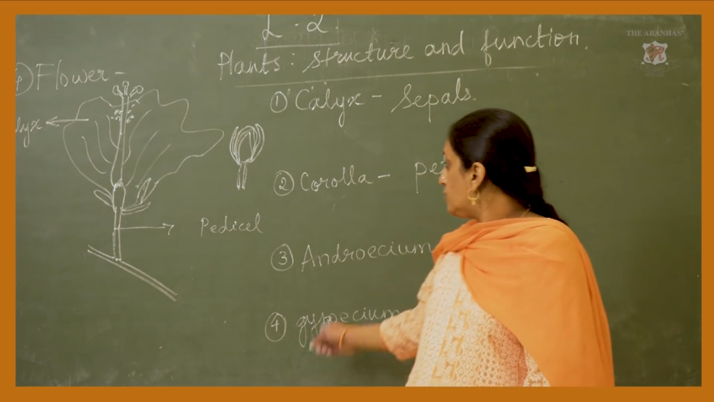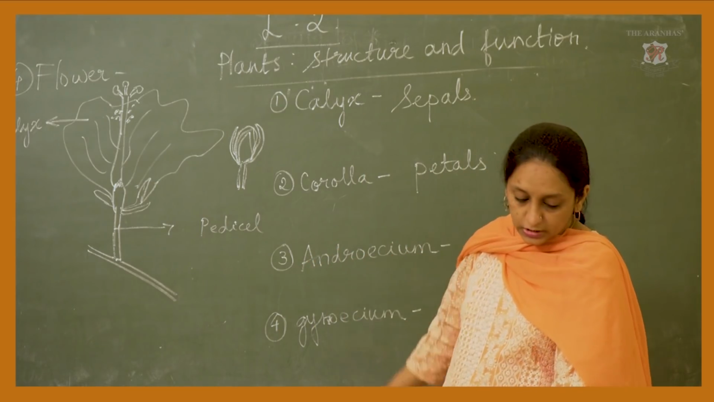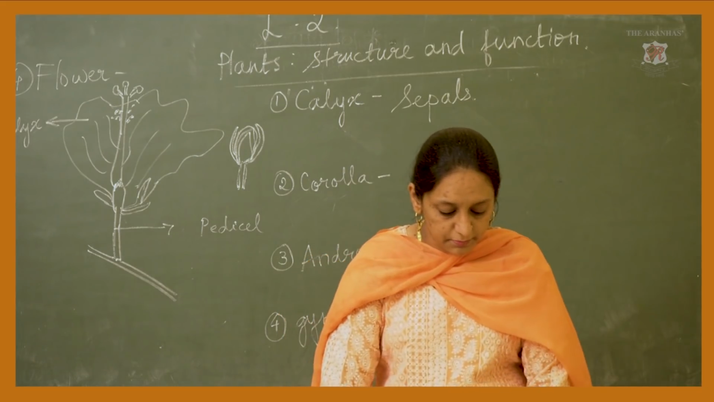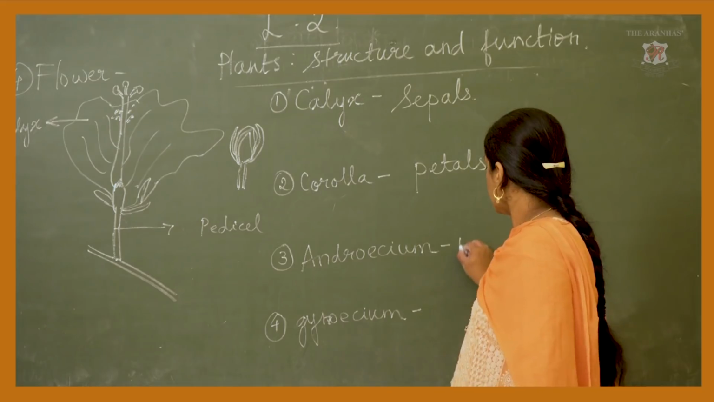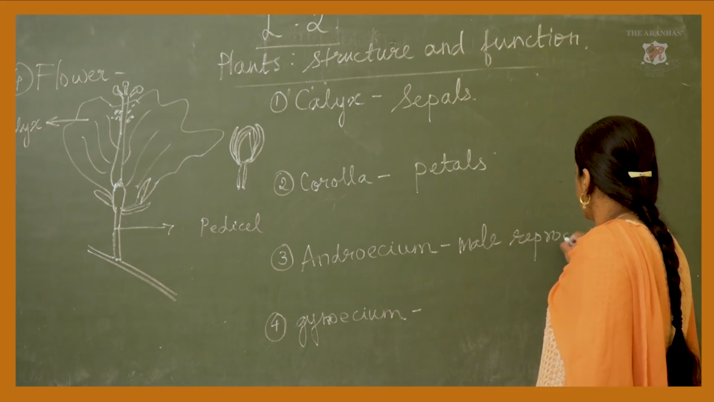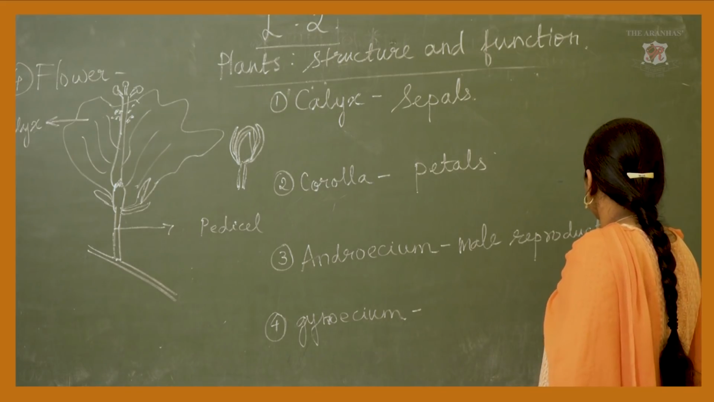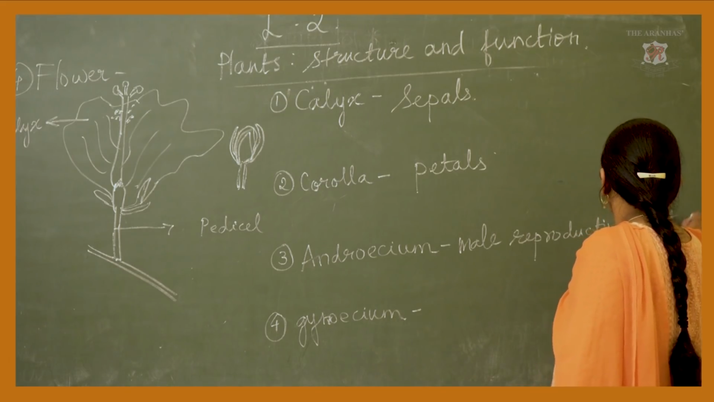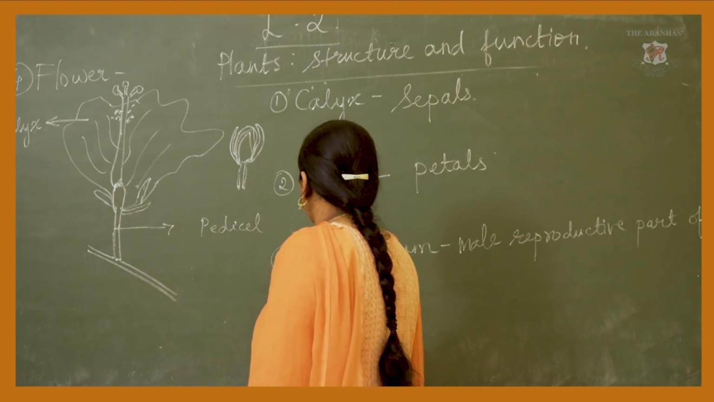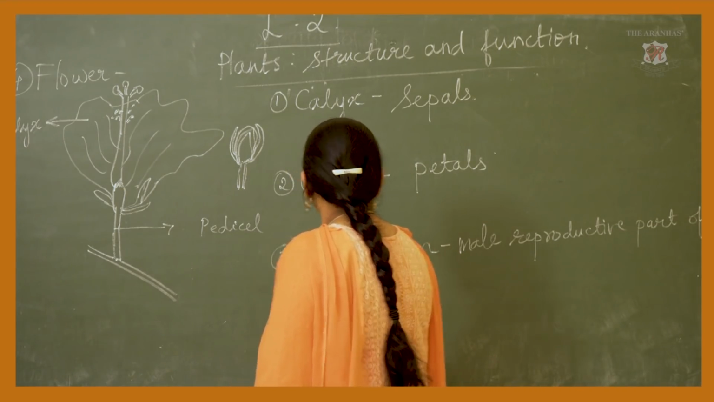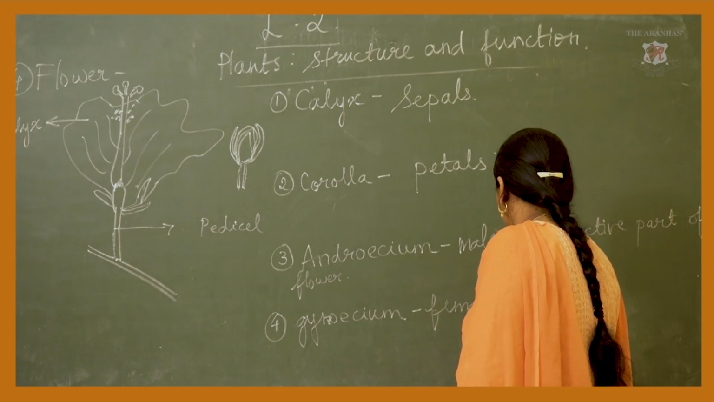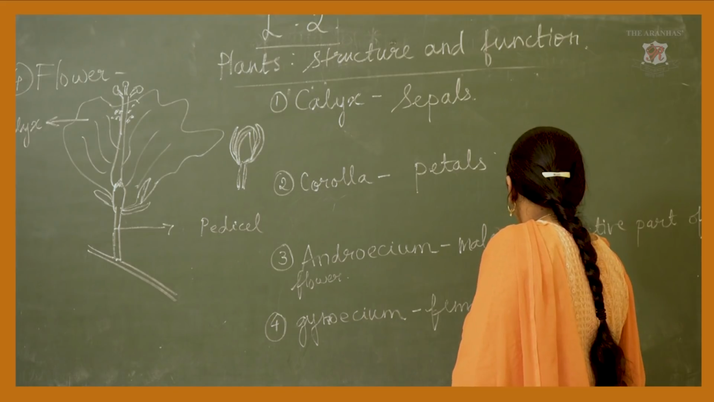Then the next part of the flower is the androecium. In your flower, now here we have drawn a diagram. So androecium is the male reproductive part of the flower. Remember this, androecium is the male reproductive part of the flower. So if androecium is the male reproductive part, what will be gynoecium? Gynoecium will be the female reproductive part of the plant. We are going to study this in detail.